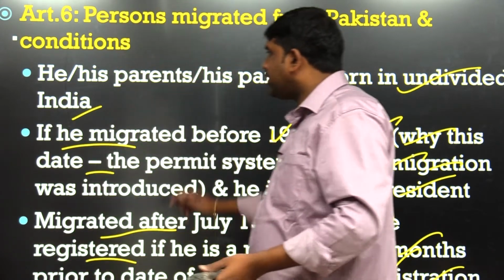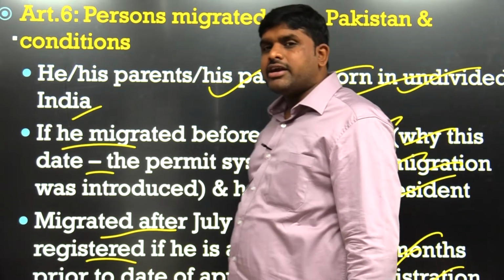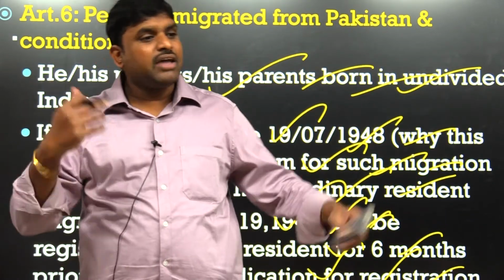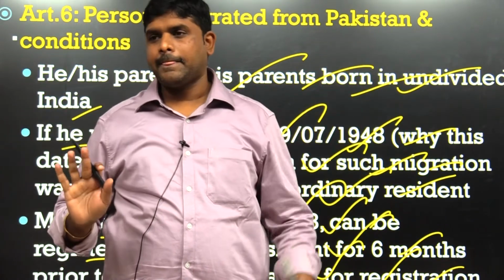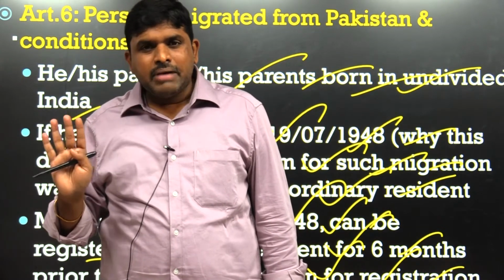First one, if parents are born in undivided India and I migrated from Pakistan, I will get citizenship. Article 6, for those who migrated from Pakistan.